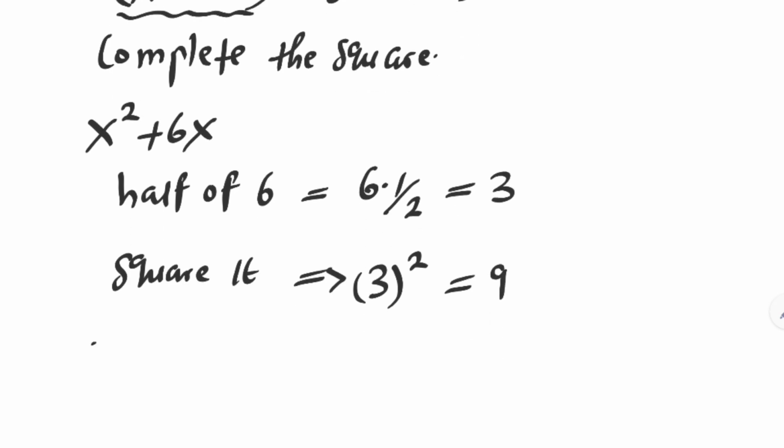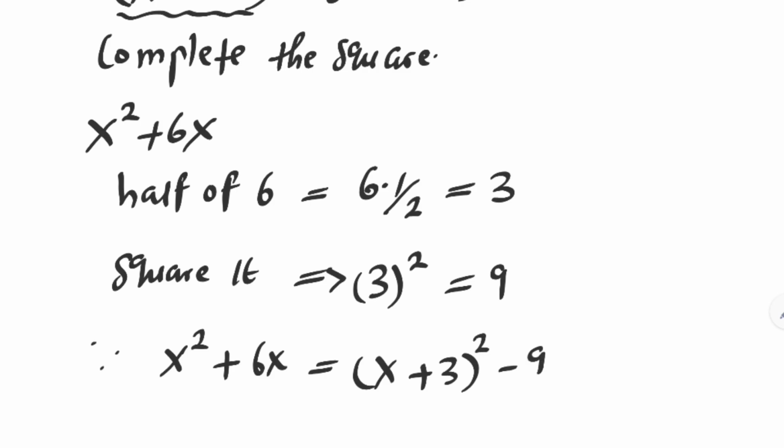Therefore, x squared plus 6x is equal to (x plus 3) all squared minus 9. Now let us call this equation 3.